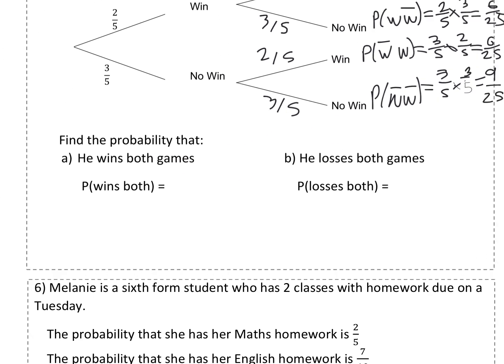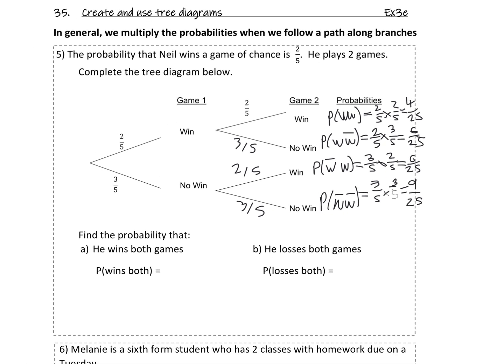Okay, so the question should be easy because we've actually got all the answers here. Find the probability that he wins both games. So that's this one here. I could write out that method again down here, but I'll just write the answer. It will be 4/25. And then what's the probability that he loses both games? Probability that he loses both, that's no win, no win. So that's this one here, which is 9/25.